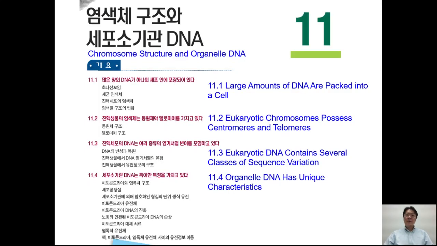Today, we will learn Chapter 11. Chapter 11's title is Chromosome Structure and the Organelle DNAs. Chapter 11 is composed of four subtitles. The first one is how a large amount of DNA is packed into a cell. We will also learn about the centromere and telomere. And also we will learn about sequence variation. And finally, we will learn about some organelle DNA.